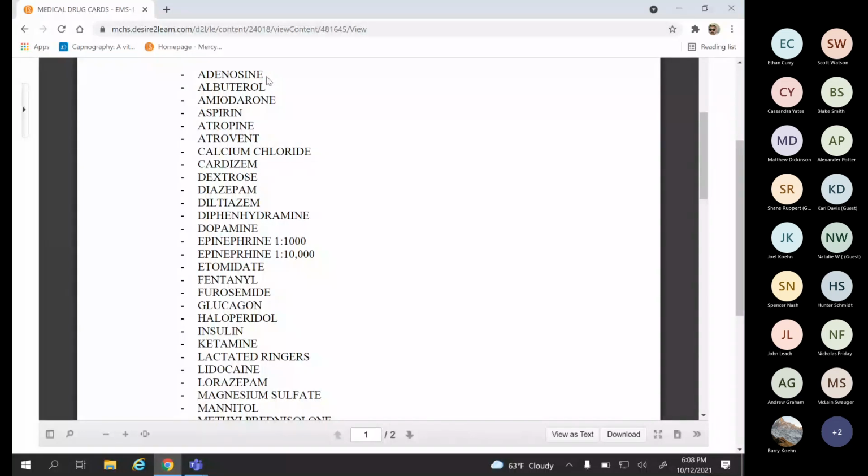Does anybody know the dose of adenosine? There's actually 2 doses, a 2-part dose. 6 and 12. First dose is 6 milligrams. If it fails to work at that point, you can administer 12 milligrams. Sure, absolutely. Good job.